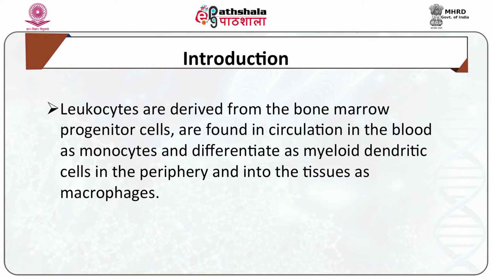Now, the fundamental question is, why do leukocytes migrate to the tissues? Leukocytes are derived from the bone marrow progenitor cells and found in circulation as blood monocytes, and differentiate as myeloid dendritic cells into the periphery and into the tissues as macrophages.